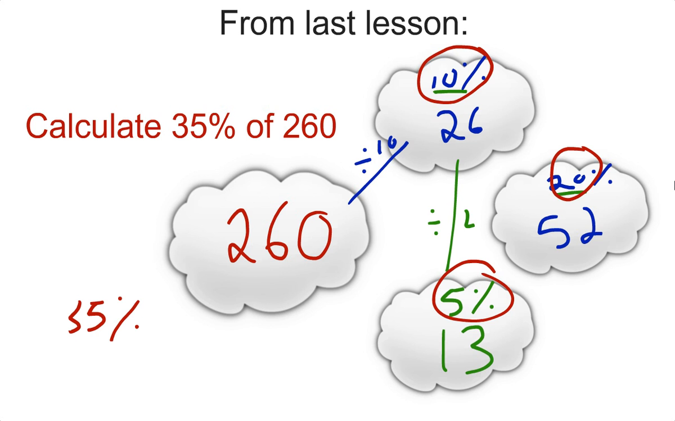So adding all these together, we should get 35%, which is, in this case, 26 plus 52 is 78. So adding on the 13, you get 91. So our answer is 35% of 260 is £91.